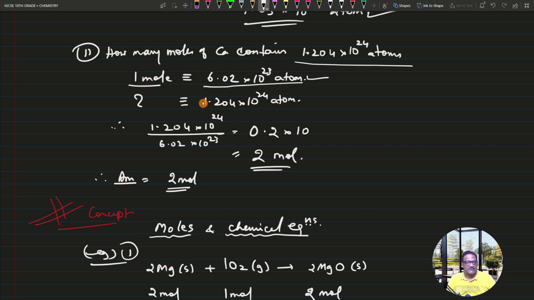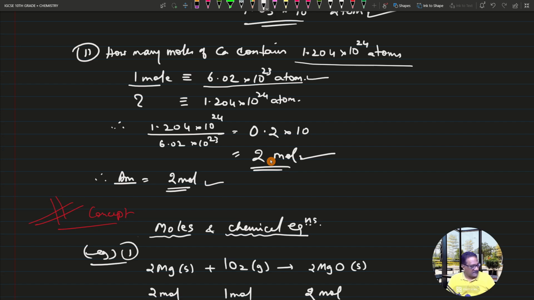So using the unitary method, this will be 1.204 into 10 raised to 24 divided by 6.02 into 10 raised to 23. And when you work out this, you will get 0.2 into 10, which works out to 2. So the answer will be 2 moles. Corresponding to this many atoms of calcium, you will say that it is 2 moles of calcium.